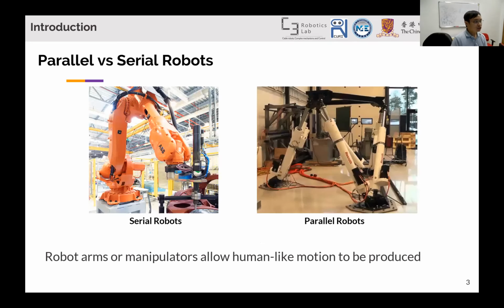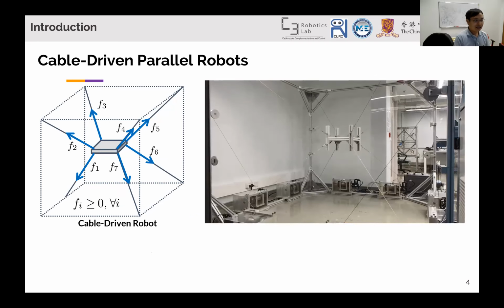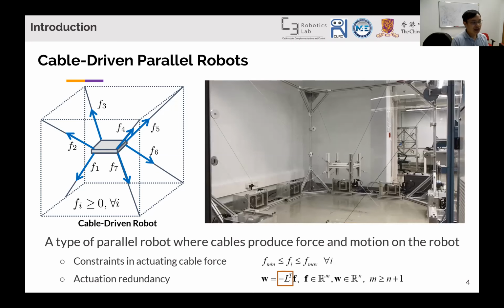Parallel robots and cable robots should be familiar to those in the presentation today, since that's the theme of the talk, but nonetheless I'll first talk about it. Instead of having robot arms in serial, we have robots with multiple linkages in parallel, and cable-driven robots are an extension of that, where cables are in parallel. There are unique challenges involved, and two that I will focus on a lot today. One is the constraint on cable force, because it must be positive. The second is the actuation redundancy, especially for fully constrained systems that result from cable-driven robots.